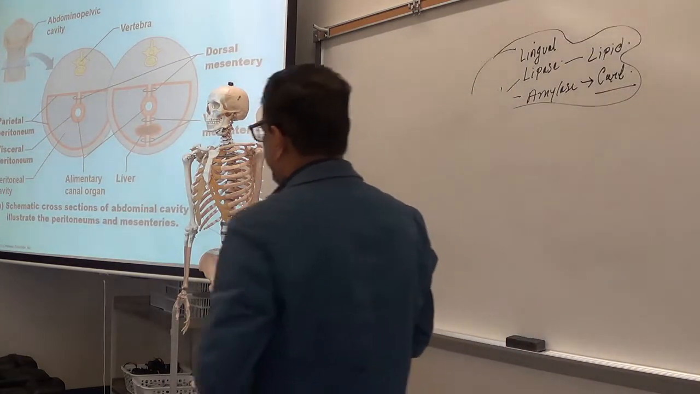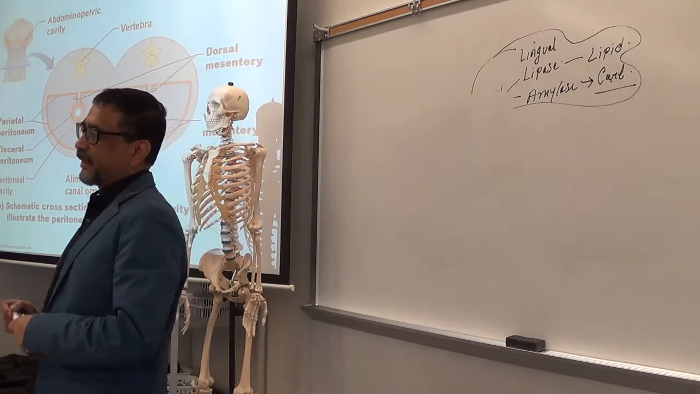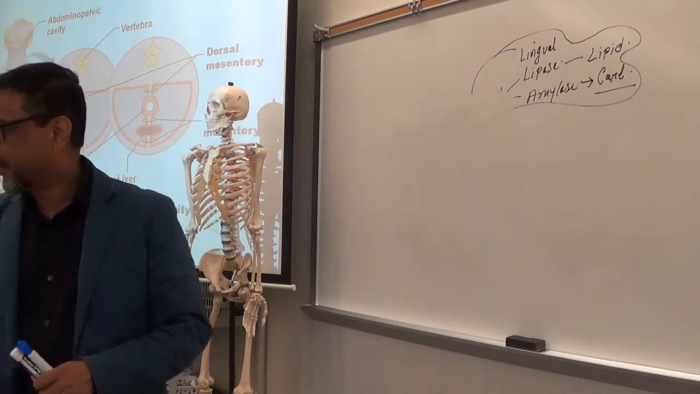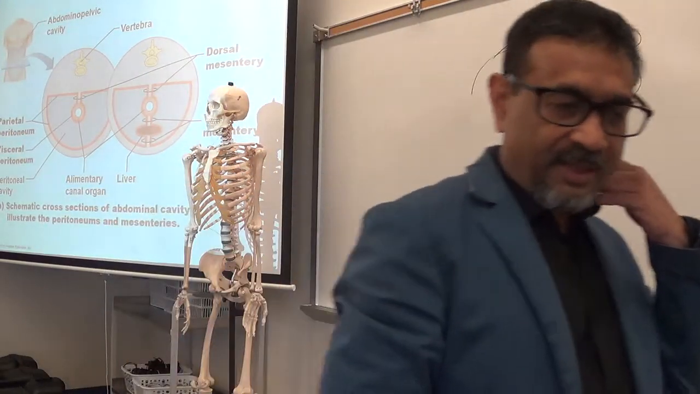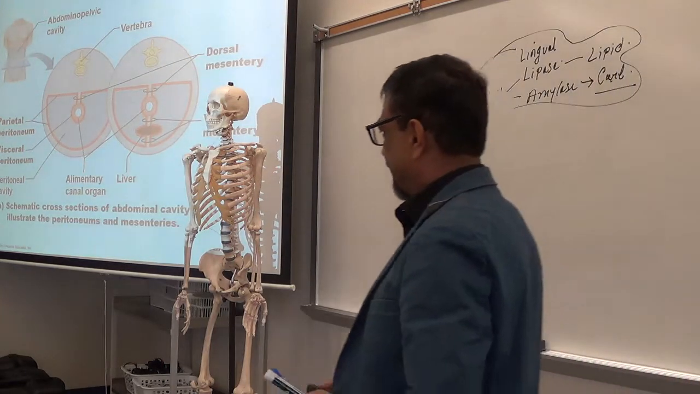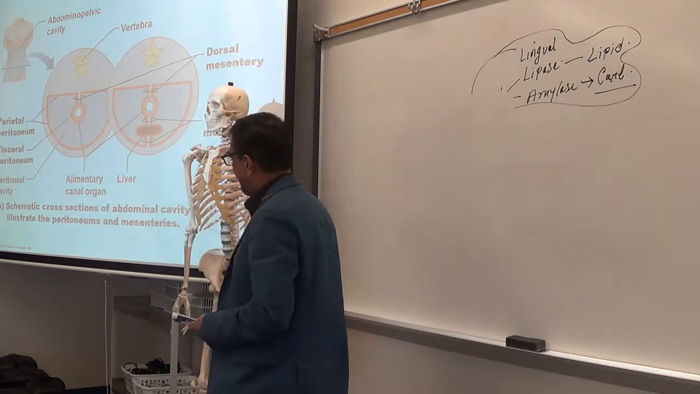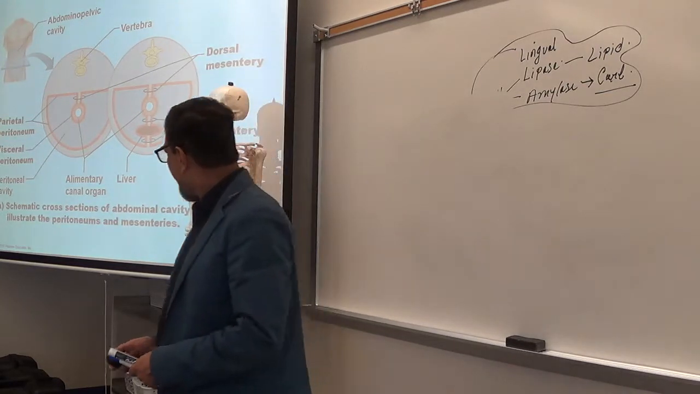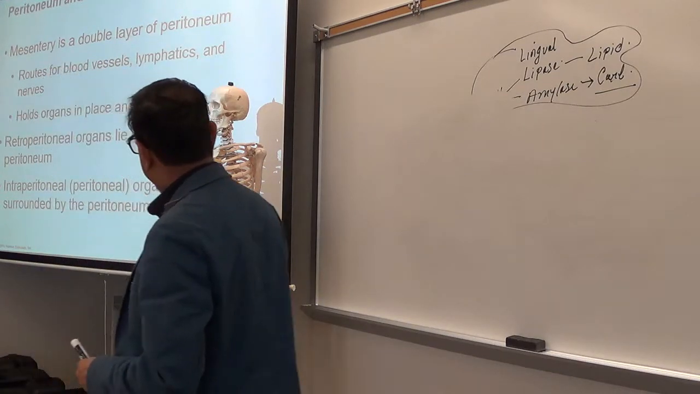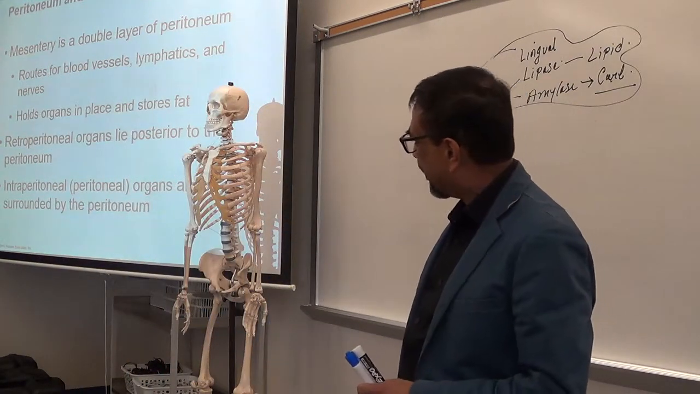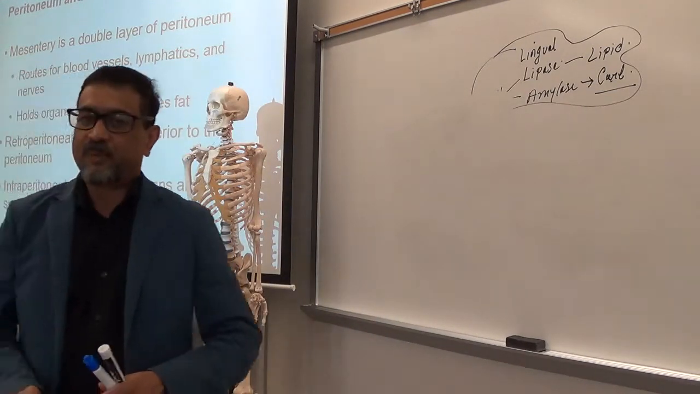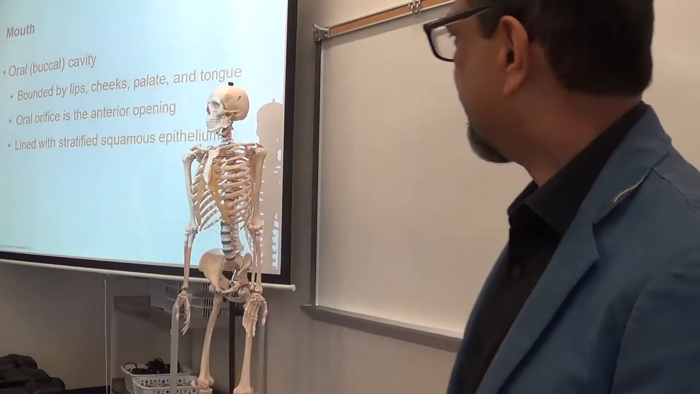A lot of fat gets attached to the mesentery. So storage of fat is another function. There is a tendency that fat accumulates or gets attached to the mesentery. So we can consider that as stored fat. So here you see routes for blood vessels, lymphatic nerves, hold the organs in the right place in the abdominal cavity, and the storage of fat. Make sense? So those are the functions.